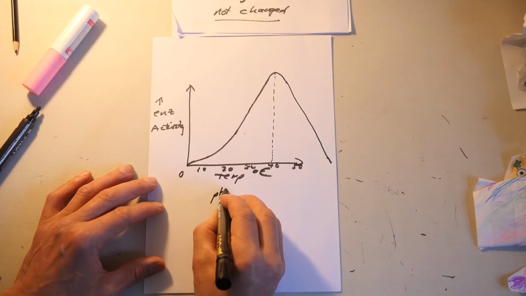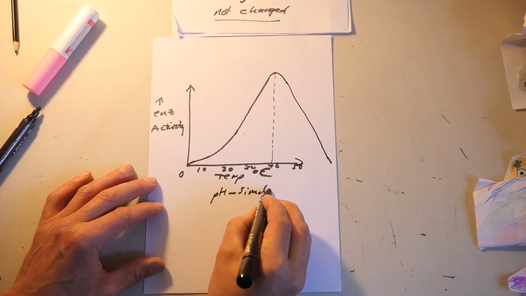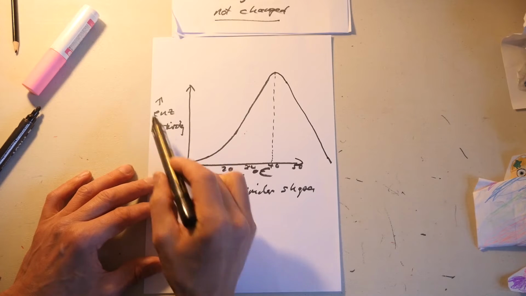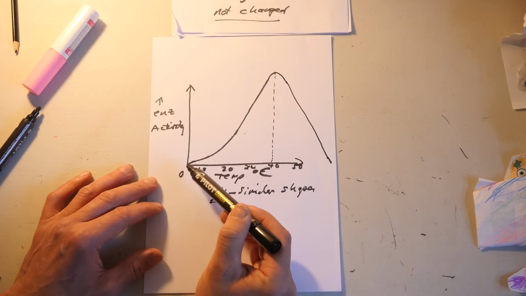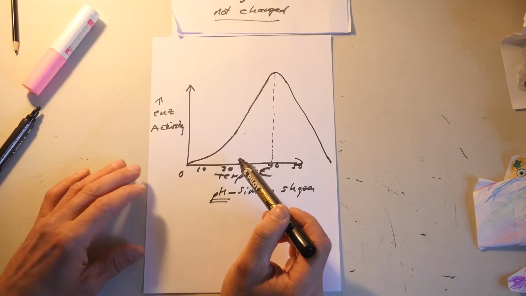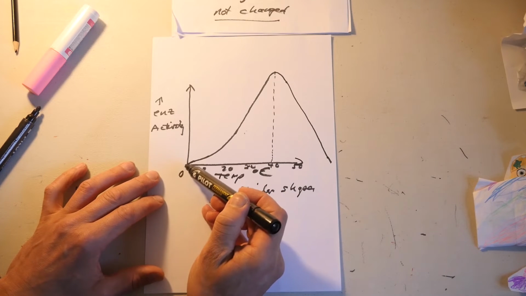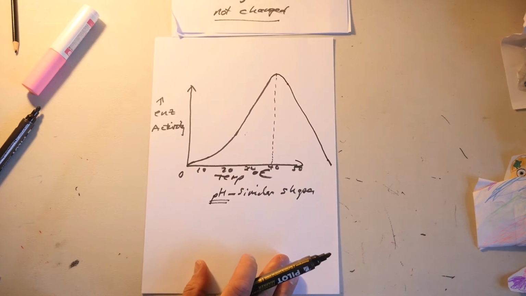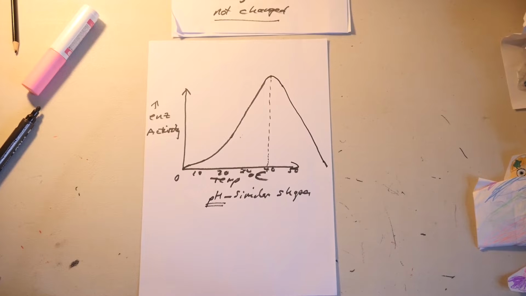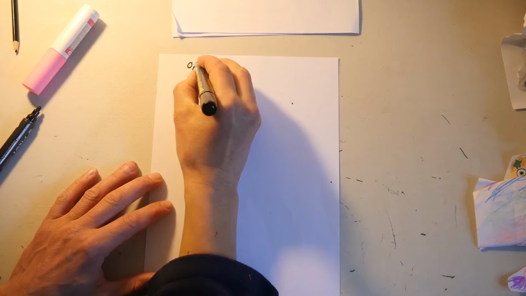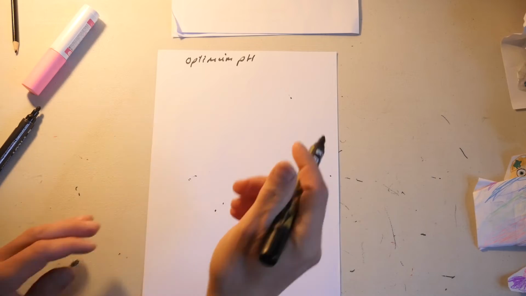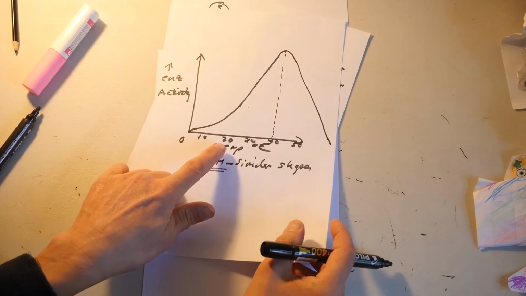pH graphs are actually rather similar to that. So the pH graph, pH versus enzyme activity, is kind of similar. At low pH, below whatever the optimum pH is, activity is low, it gradually rises to an optimum and it falls again above the optimum pH. I mentioned pH is similar to this.